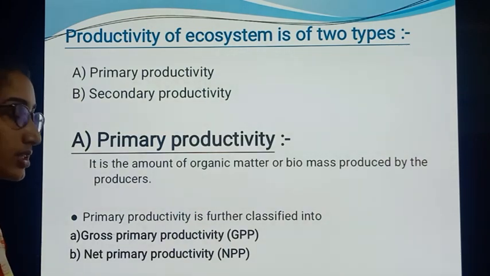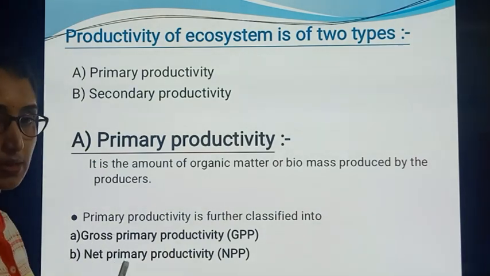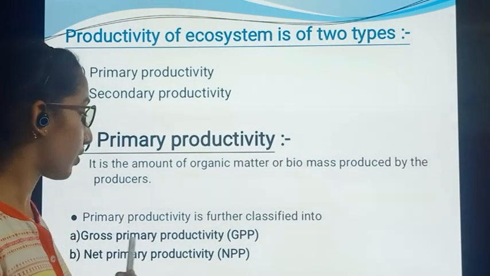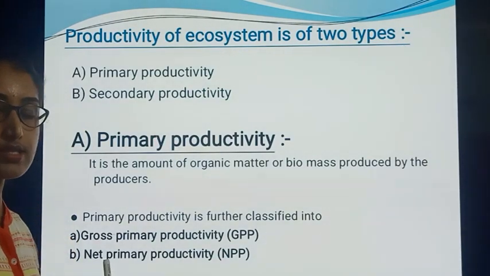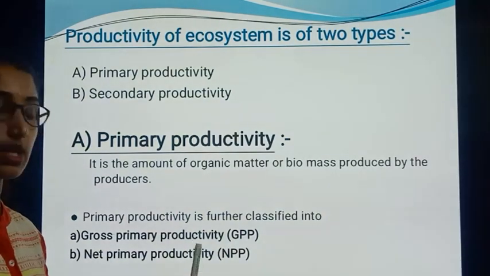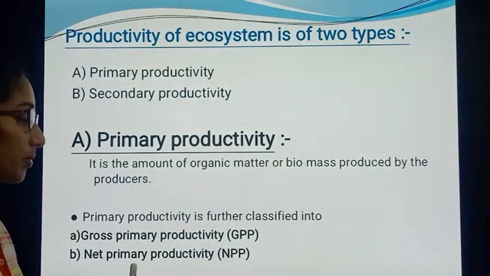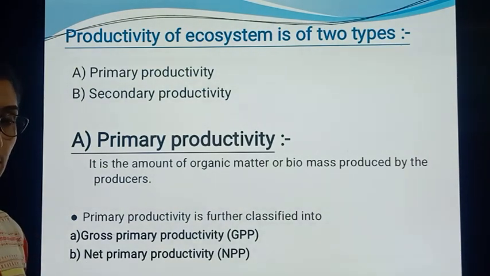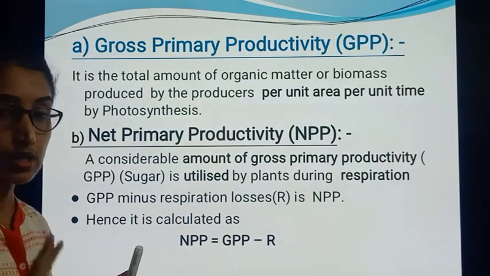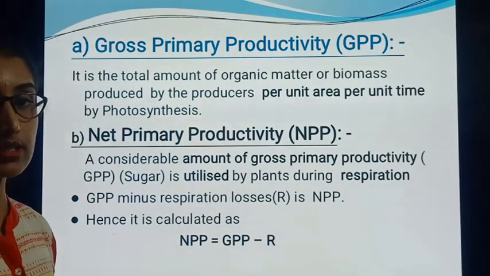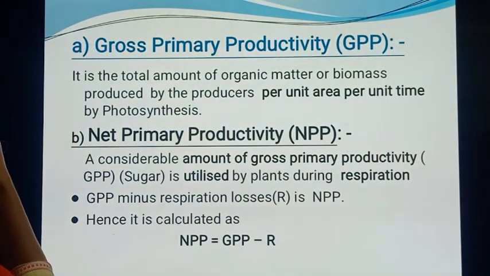Primary productivity is further classified into two different types: the first one is GPP, which stands for gross primary productivity, and the next one is NPP, net primary productivity. Under primary productivity, we classified into two, that is GPP and NPP. Let me see one by one.